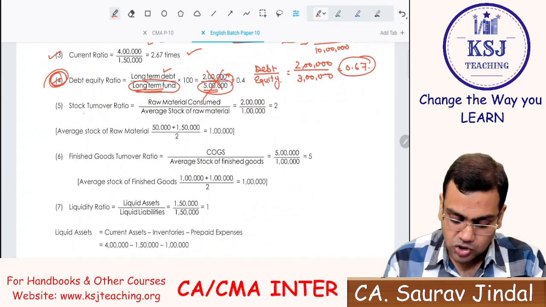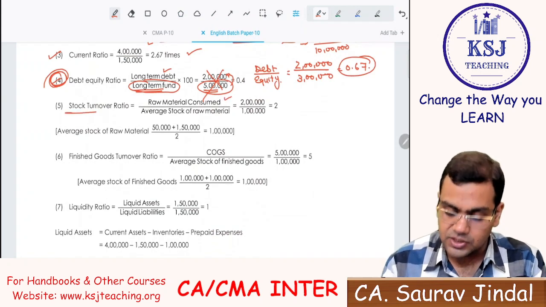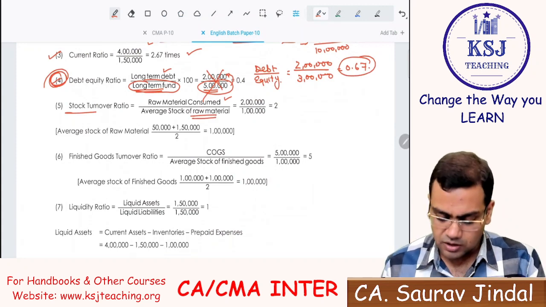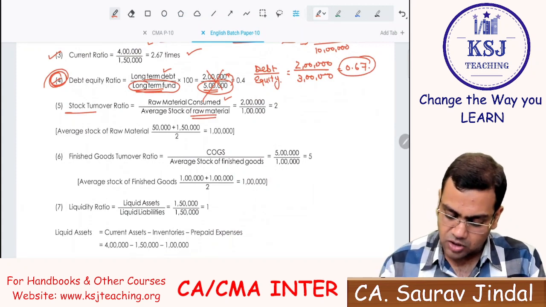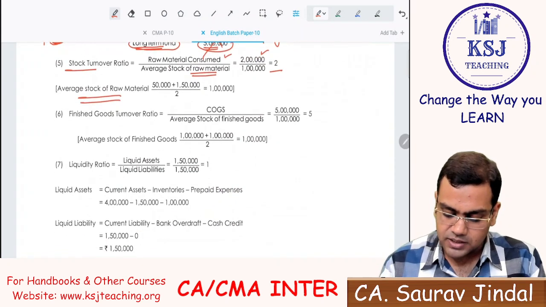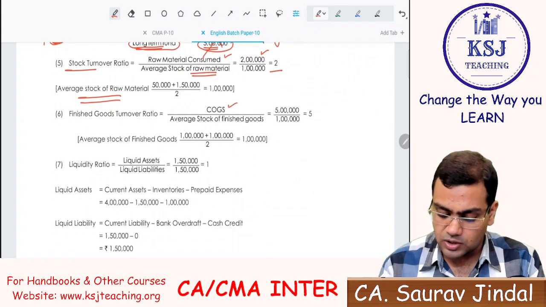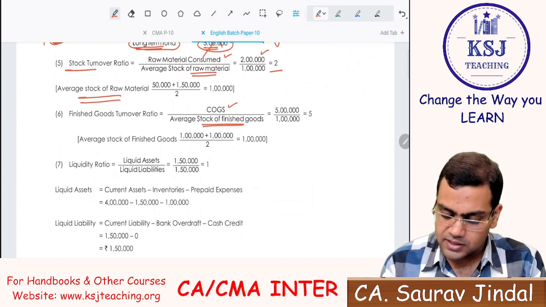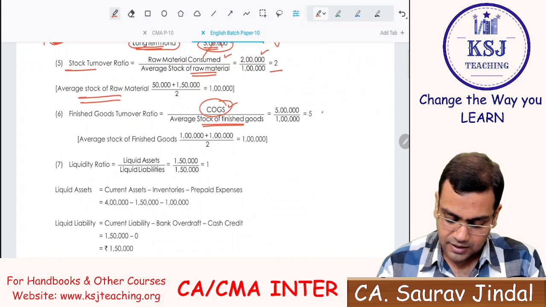Now, after that, stock turnover ratio is raw material consumed divided by average stock of raw material. Opening and closing stock of raw material is available, and raw material consumption you have calculated. So simple, sir. Finished goods turnover, COGS, that is cost of goods sold divided by average stock of finished goods. Opening and closing stock of finished goods is given. COGS you have calculated, right? So that is done.